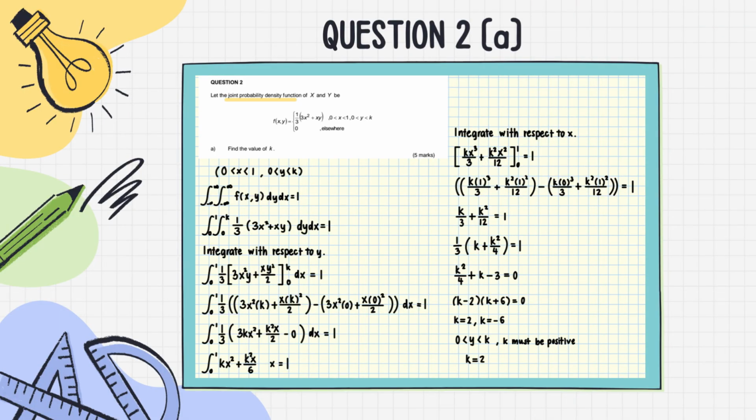Question 2a, find the value of k with joint probability density function of x and y. For this function to be a valid probability density function, the total probability over the entire domain must equal 1. This requirement is expressed by the double integral. First, we integrate with respect to y, and then we integrate with respect to x so that we can get the value of k. Since k must be positive, therefore k is equal to 2.